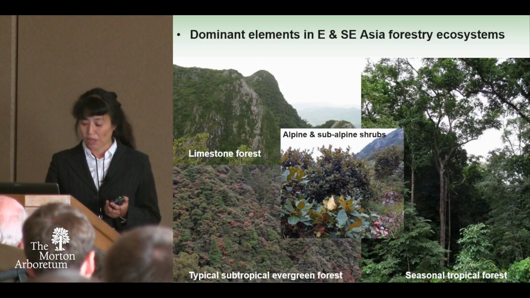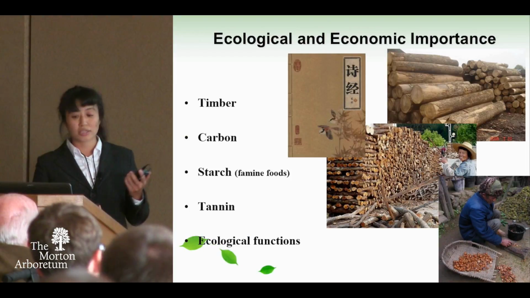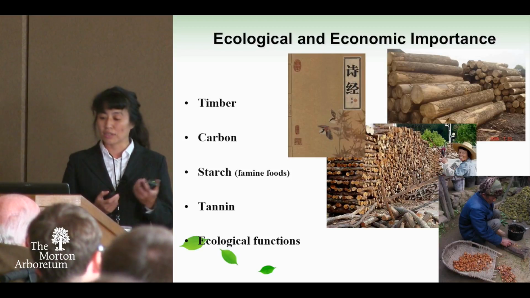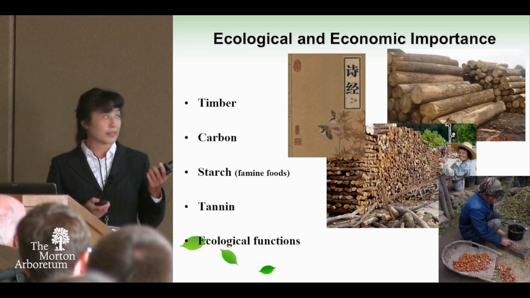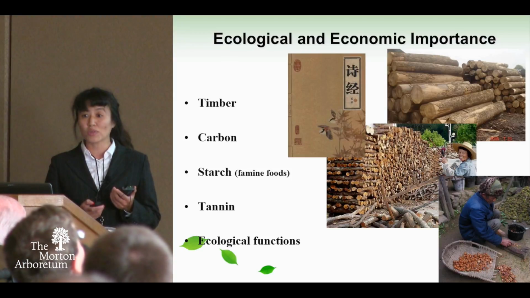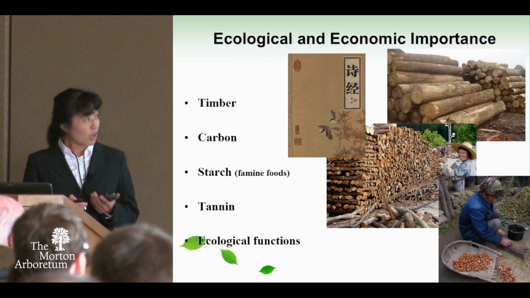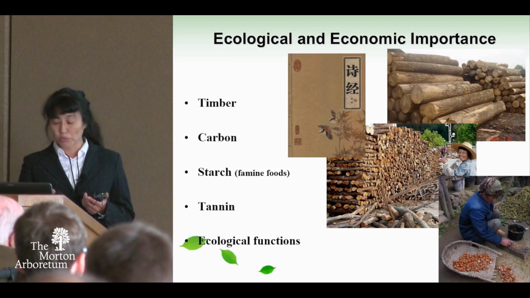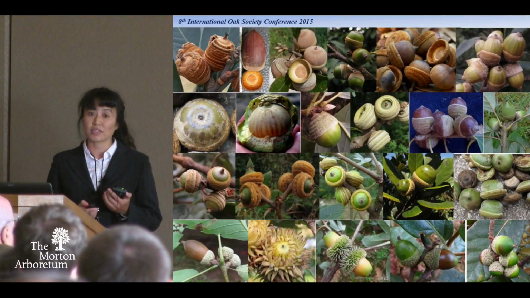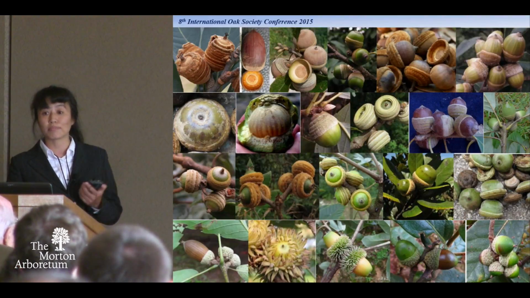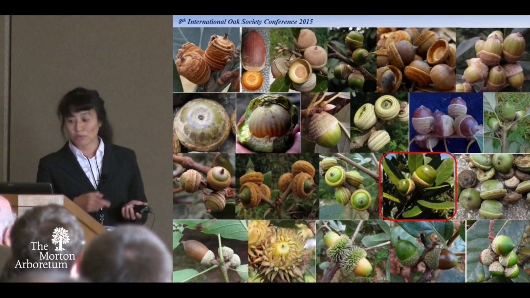ecosystems. We also have a very rich legacy in oak history, as timber, carbon, farming food, and also tanning. Most important are its ecological functions, which are very important in those forest ecosystems. In China we have about 150 species of oaks, and some of them you probably have never seen, and they are very unique. Today we're going to talk about one of those.